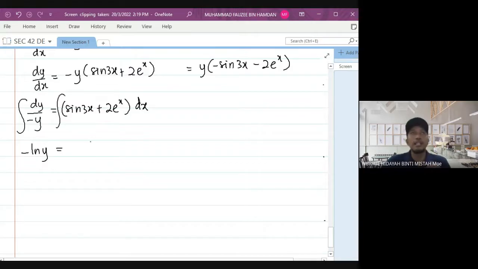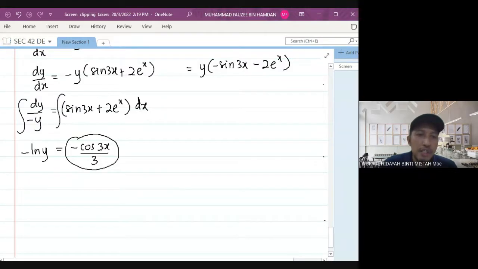Integrate is not differentiate. Integrate sin 3x, we will have negative cos 3x over 3. You can check your answer. If you differentiate this one, you will get again sin 3x. If you differentiate cos 3x, you will get negative sin 3x times 3. Then you can simplify and you will get sin 3x. That means this is a correct answer.